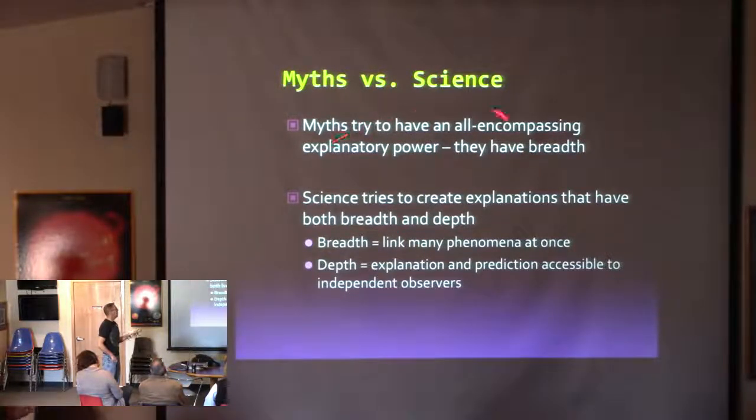anchor points to reality. So science tries to create explanations that have both breadth and depth. Breadth is linking many phenomena at once, depth is explanations and predictions accessible to independent observers. So you're explaining how things came to be to the point we are now, and then predicting where these things are going to be in the future.